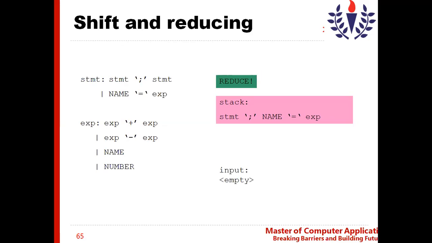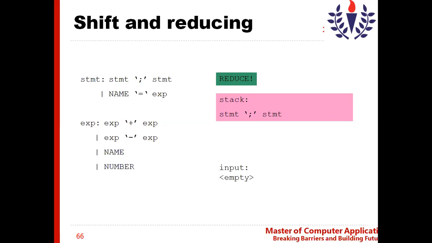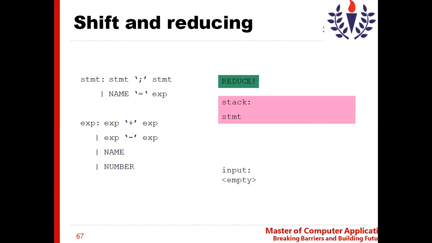Again it will be reduced to STMT, because in the first grammar name equal to EXP is there in the right hand side of the rule, which is reduced to STMT. So now again STMT semicolon STMT, which is present in the first grammar in the RHS. Once it's matched, RHS will be replaced by LHS, so that you can get the STMT in the stack. So finally the STMT is reached, that is the top of the grammar is reached. Then there is no more input. We say that the input is a valid input. This is how the shift and reduce happens in the parsing.